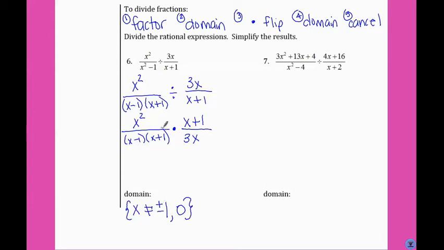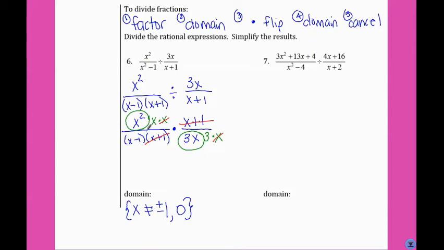Now we can cancel our matching factors, x plus 1 and x plus 1. And then a lot of times people don't notice that this and this have something in common. x squared is the same as x times x. 3x is the same as 3 times x. So technically, these both have a factor of x that can cancel out.